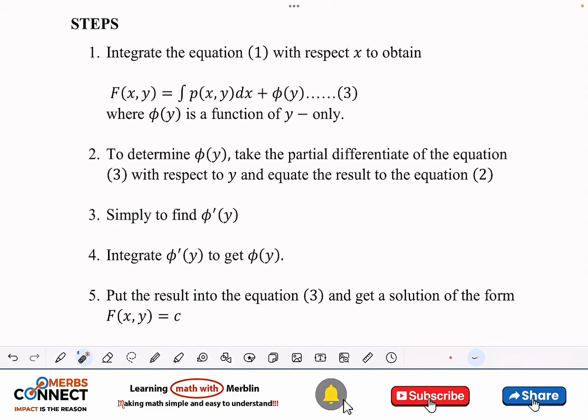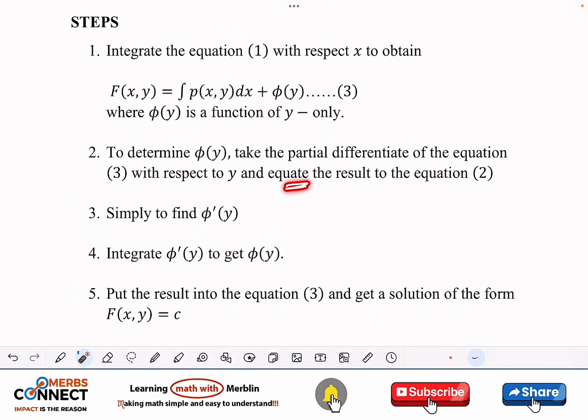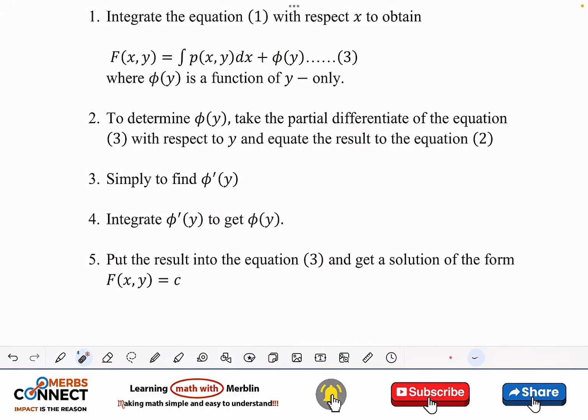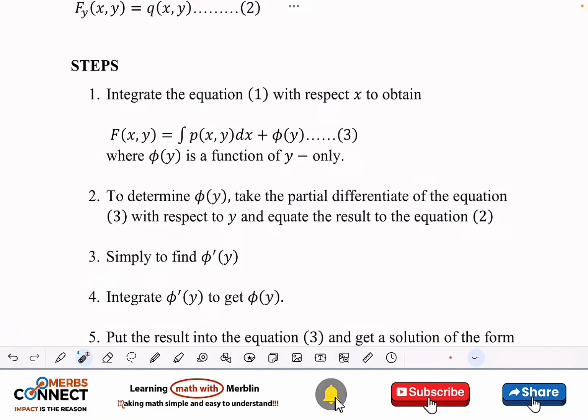So when you do that, we equate equation 3 to equation 2, then we find phi prime, we integrate, and then we find big F of xy, which is the same as a constant. So here, our big F of xy is the same as a constant.